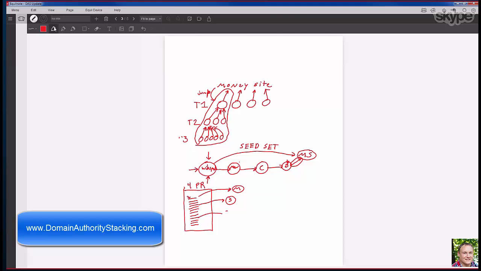So how much PR are we really drawing from the PR4 once you have all these people linking out? It's going to be very minimal, right? You're going to get like a 0.2 PR going to your site. It's kind of like diluting the PR some. So it's kind of interesting how that works.